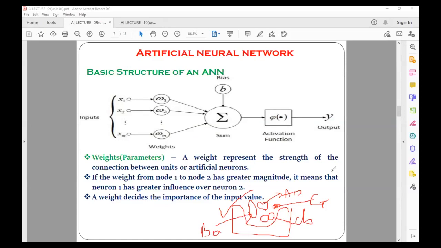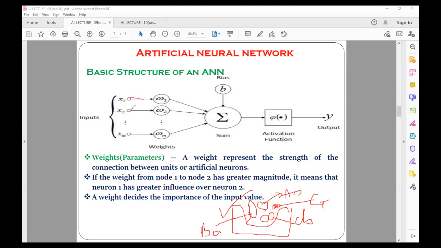Yes or no? When you label these different inputs with different parameters, can you call it a weight or not? Yes or no? Yes, sir. Is this nothing but the weight? This labeling that you are doing here, can we consider it as a weight? So this is nothing but the weight, understood?